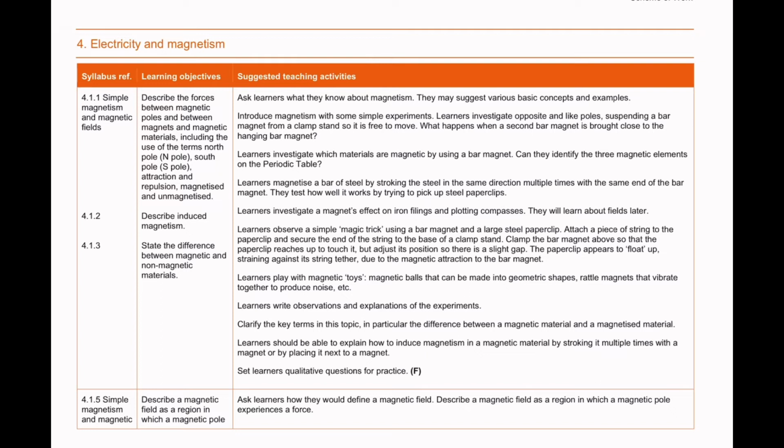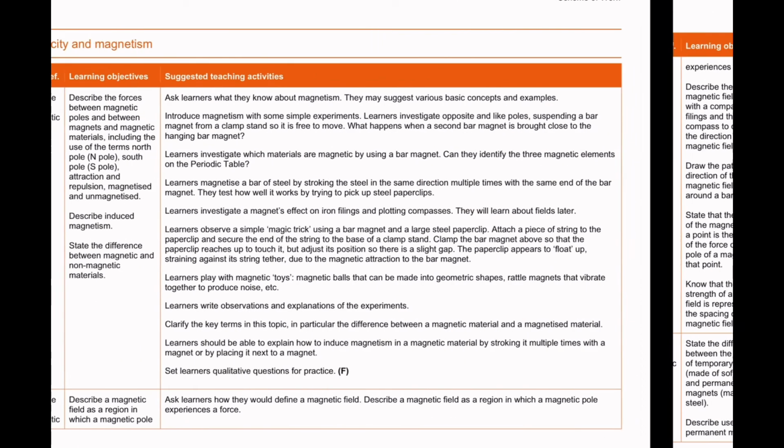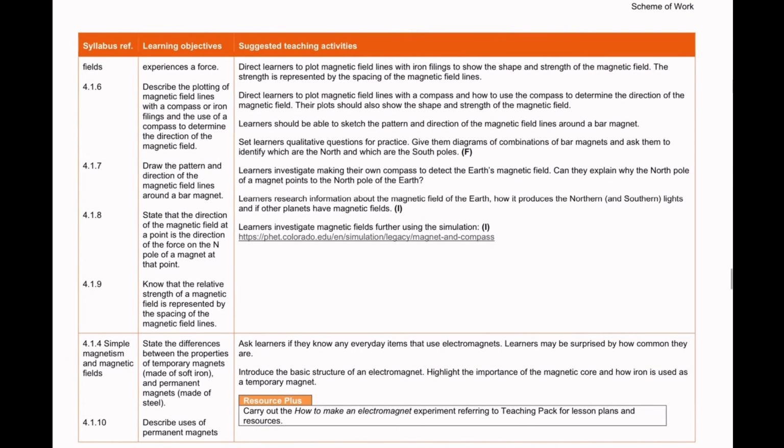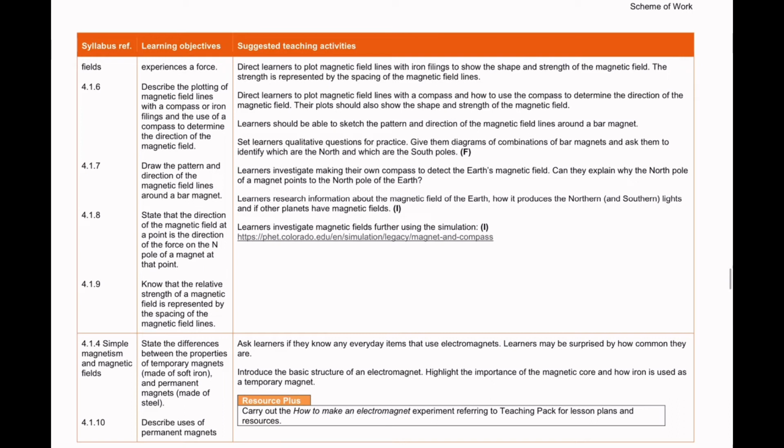Key concept 4.1.5 Simple magnetism and magnetic fields. Learning objectives. Describe a magnetic field as a region in which a magnetic pole experiences a force. Describe the plotting of magnetic field lines with a compass or iron filings and the use of a compass to determine the direction of a magnetic field. Draw the pattern and direction of the magnetic field lines around a bar magnet. State that the direction of the magnetic field at a point is the direction of the force on the north pole of a magnet at that point.